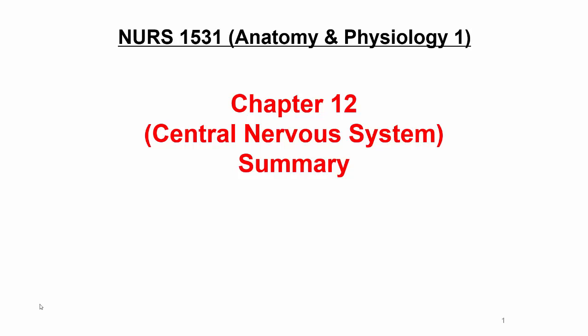Hi everyone, today we're going to look at chapter 12, all about the central nervous system and specifically the brain. We're going to go through a couple of images just to refresh our memory about brain anatomy, and we're going to look at the different lobes of the brain, the functional areas of the brain, the meninges of the brain, the ventricles of the brain, and so forth.